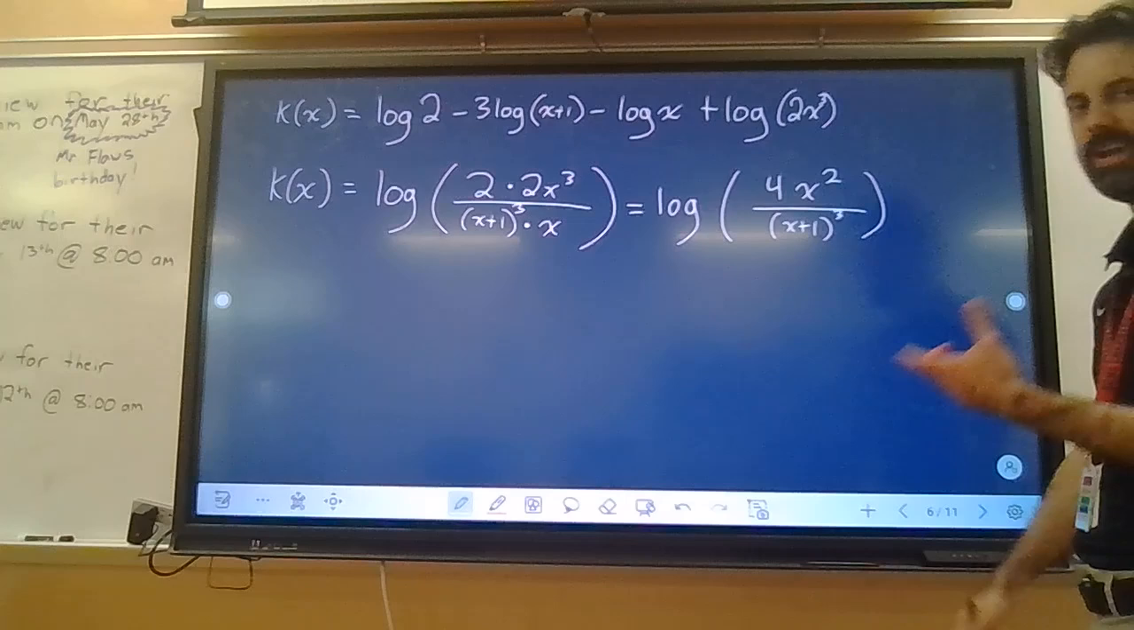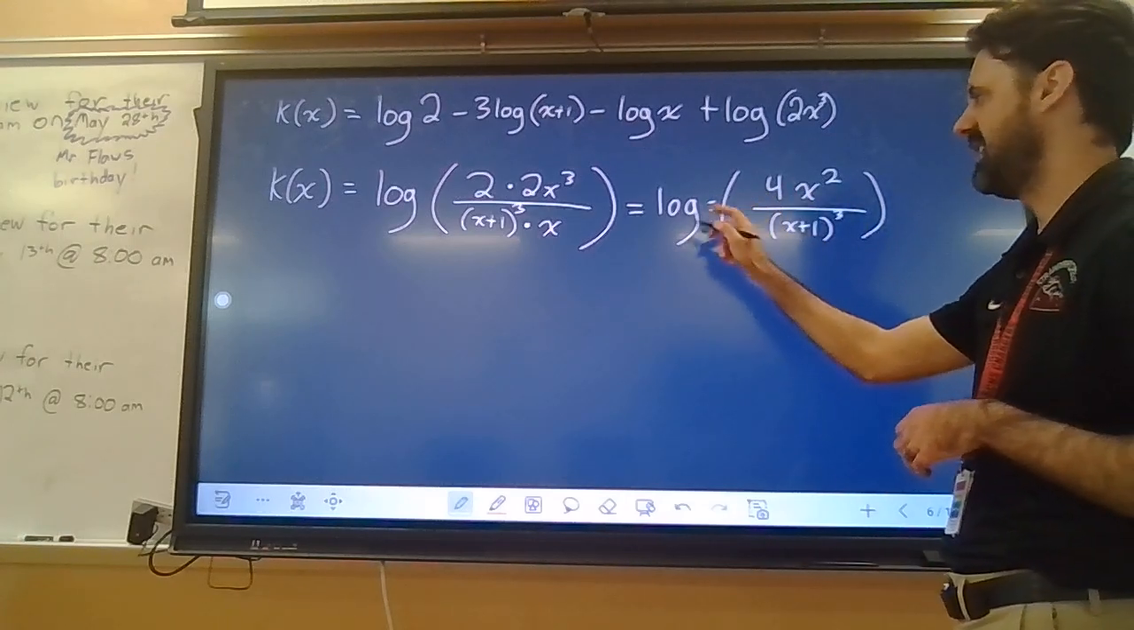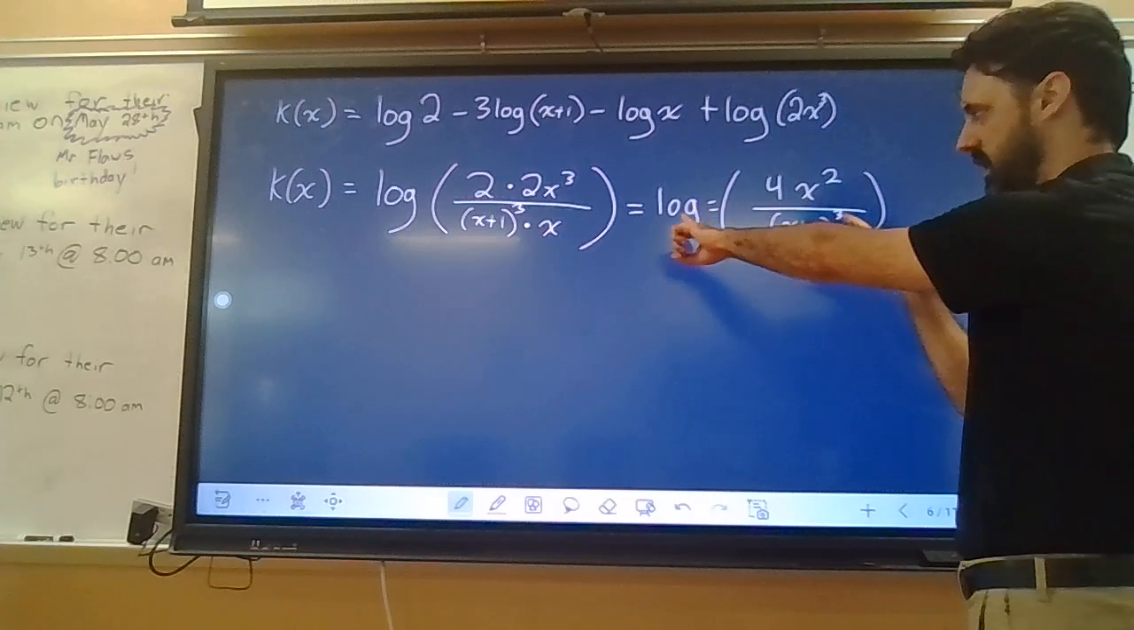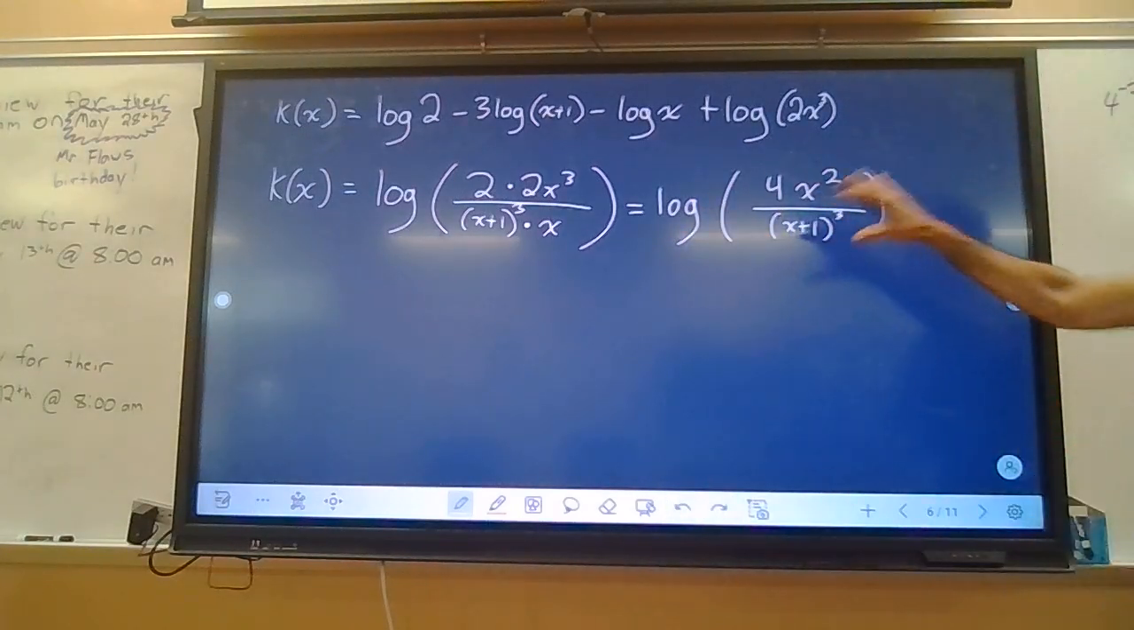And this is really small, but I know a surprising number of people put their equal sign right here. It needs to be in front of the log, not in between the log and what's inside the log. Okay, so it should look like this right here. And that would be the most simplified answer.